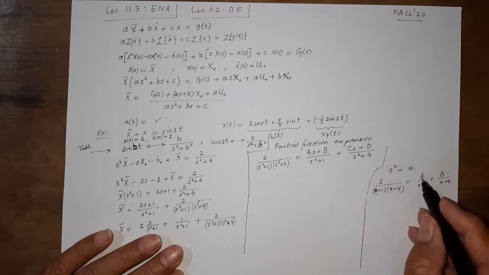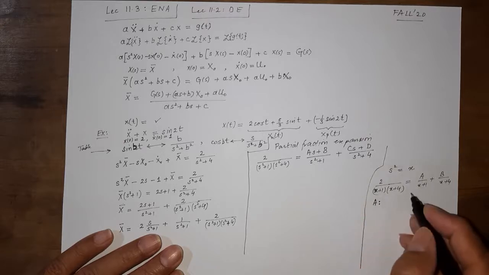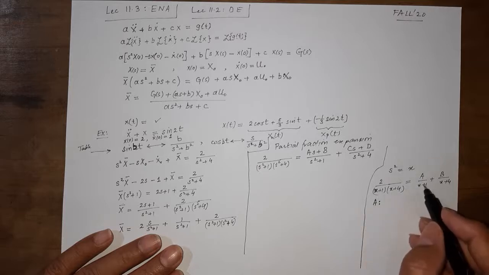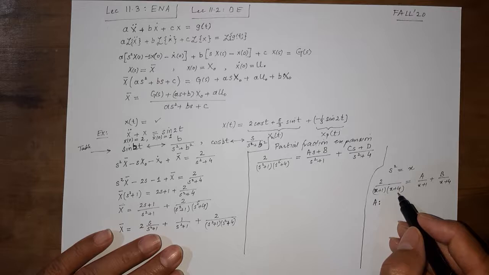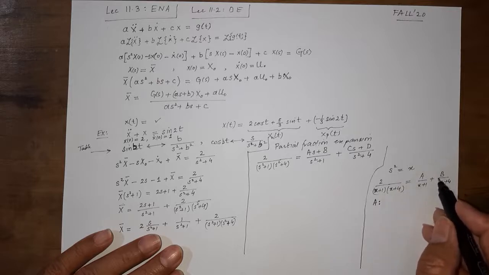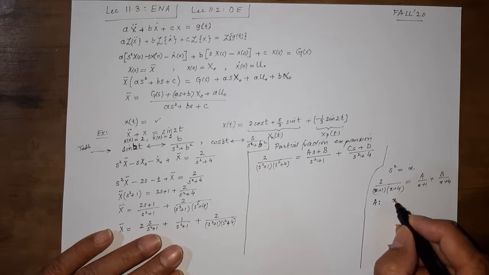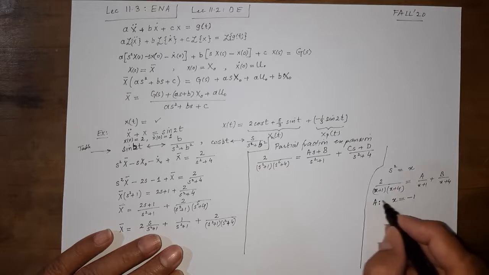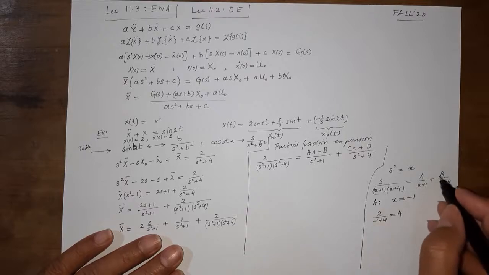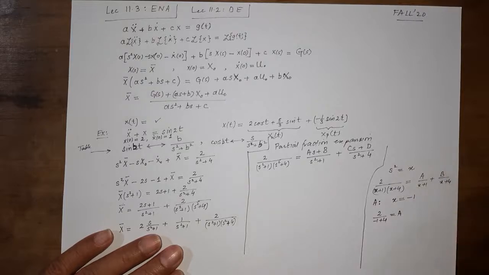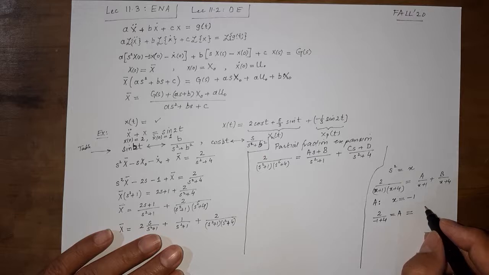In order to find a, I am going to multiply throughout by x plus 1. This gives me an a here, and will cancel x plus 1 in this term. We will be left with 2 over x plus 4. Then if I put x plus 1 equal to 0, or x equal to minus 1, in the resulting equation, we get 2 over minus 1 plus 4 equal to a. The other term will cancel out because x plus 1 is in the numerator, so putting x equal to minus 1 zeroes it out. So a is equal to 2 by 3.